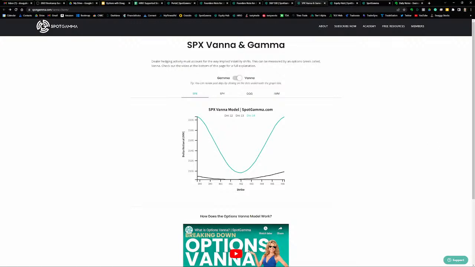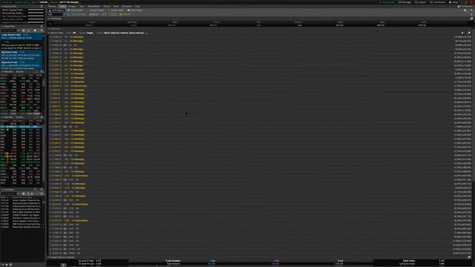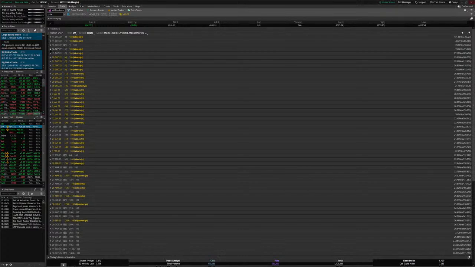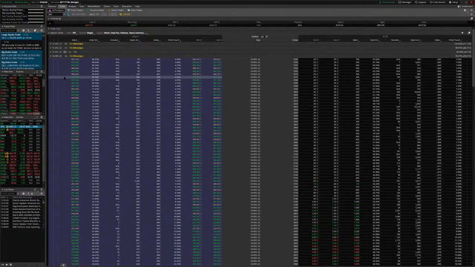And one last thing to point out, let's take a look at this options chain. This is Thinkorswim looking at an options chain for SPX. Let me actually isolate this week. So this is showing today, and remember SPX has options that expire every day of the week. So this is the rest of the week.